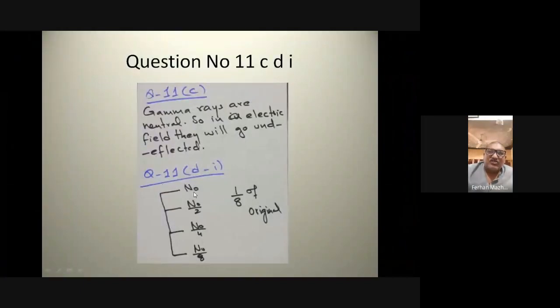So let's suppose that at the start the number of atoms was N naught. When one half-life has passed, this will become half, N naught by 2. When a second half-life passes, it will further become half, so it will become N naught divided by 4. When the third half-life has passed, it will further become half, so it will become N naught by 8. So what is the fraction? The fraction is 1 by 8th of the original atoms are left. 1 by 8th of the original atoms or sample.